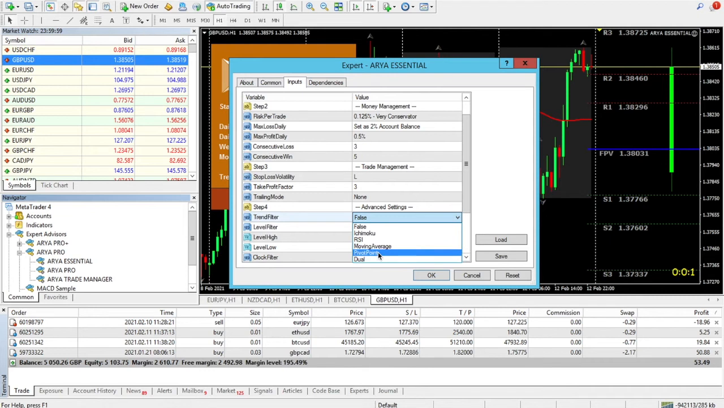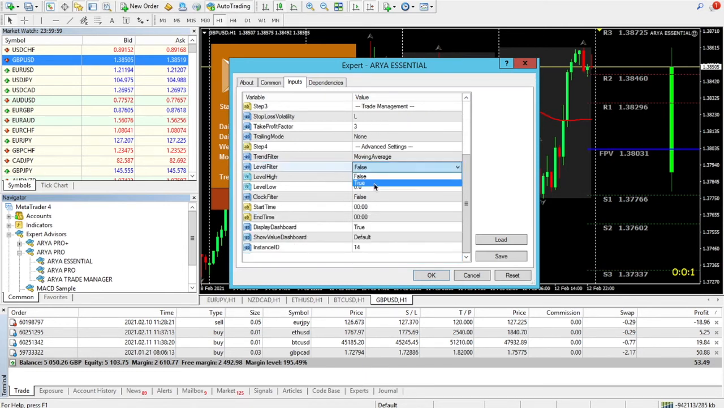We then have the pivot point trend filter. Arya will be able to buy when it identifies fractals above the pivot point and sell when it identifies fractals below the pivot point. If you would like a combination of both the pivot point and the moving average, choose dual. Arya will be able to buy or sell when it identifies fractals satisfying both the conditions. So Arya can buy when a fractal is above the pivot point and the moving average, or sell when it identifies a fractal below the pivot point and below the moving average.